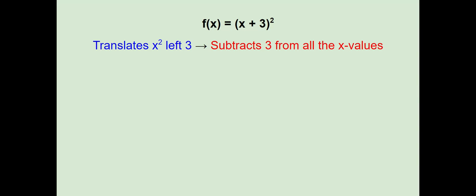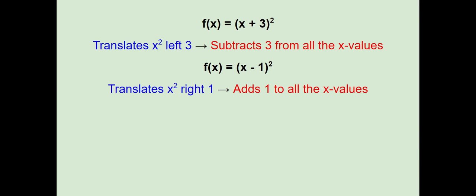So if I add 3 to the inside, so I change the input, remember, this goes left 3. It's always inverse what I think when I'm talking about changing the inputs. So if I go left, I'm really subtracting 3 from all the x values. We added 3 on the inside, and now we're subtracting. You can really see that inverse now. If I subtract on the inside, then I'm going to move right, which means I'm going to add 1 to all the x values. Again, you can really see the inverse.